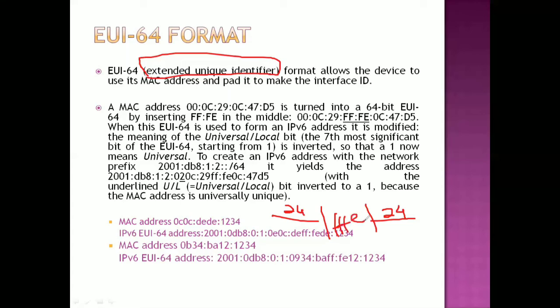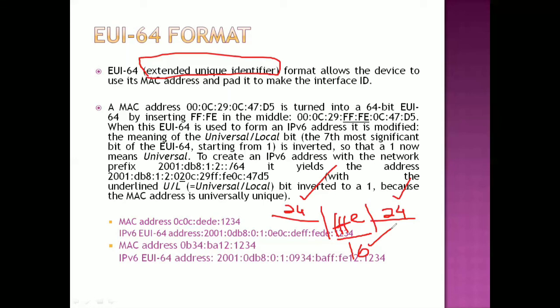That is the triple FE. So if we add these 16 bits more, then 24 plus 24 is 48, and 48 plus 16 is 64. So this is the way to create or convert your MAC address into the IPv6 address. That is, divide your MAC address into two portions, separate the 24 bits and separate the other 24 bits, and in the middle you have to put the triple FE, so that your total bits become equal to 64.